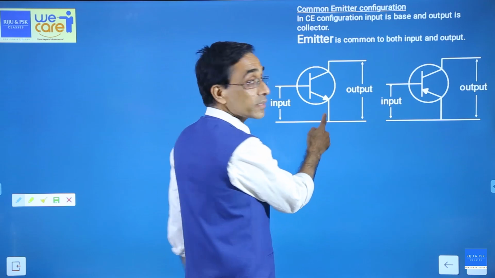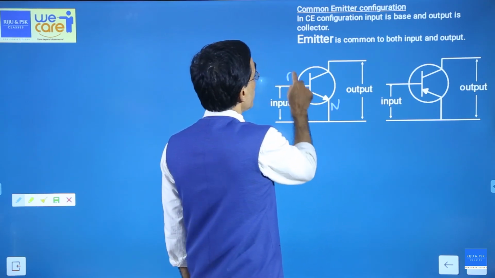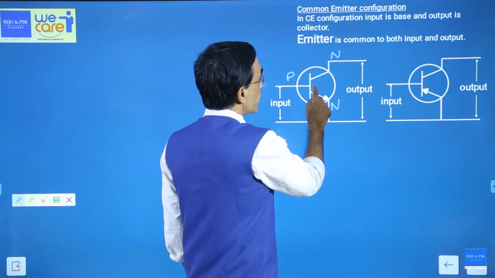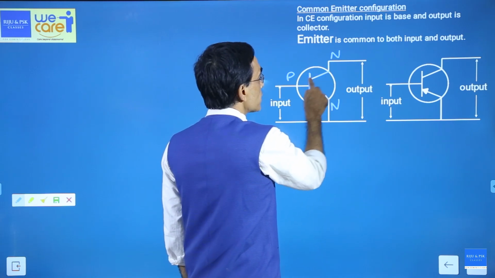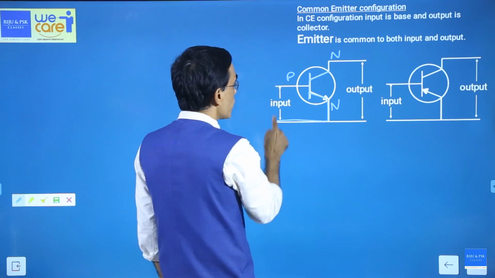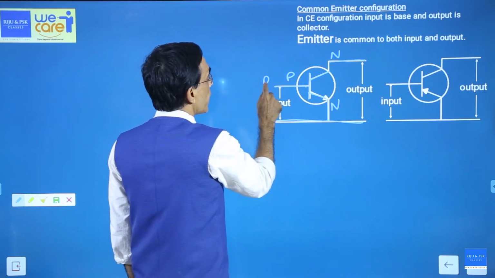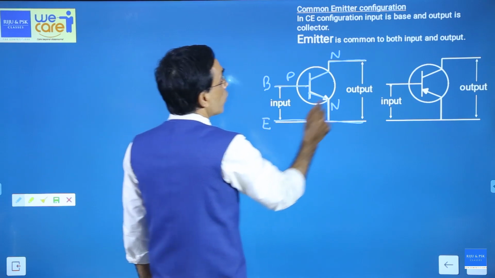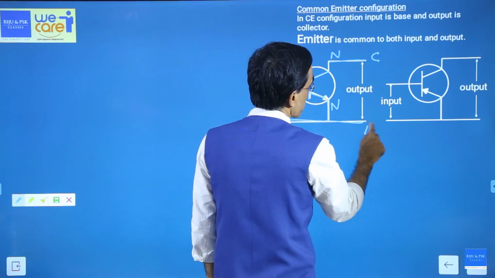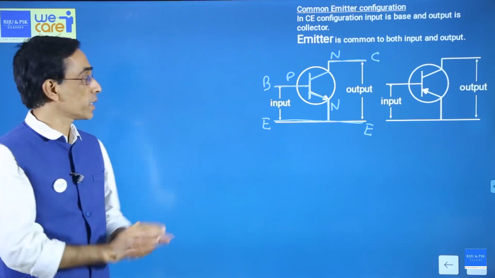What transistor is this? NPN or PNP? Look carefully. So this is NPN. You can see that this is the base, this is collector, this is emitter. Emitter has a connection towards the input side and output side. Input is between base and emitter. Output is between collector and emitter in both the cases. This is common emitter. Emitter is common.